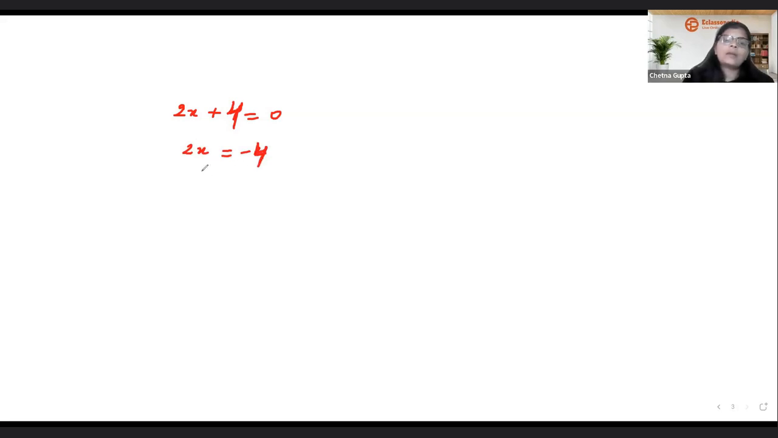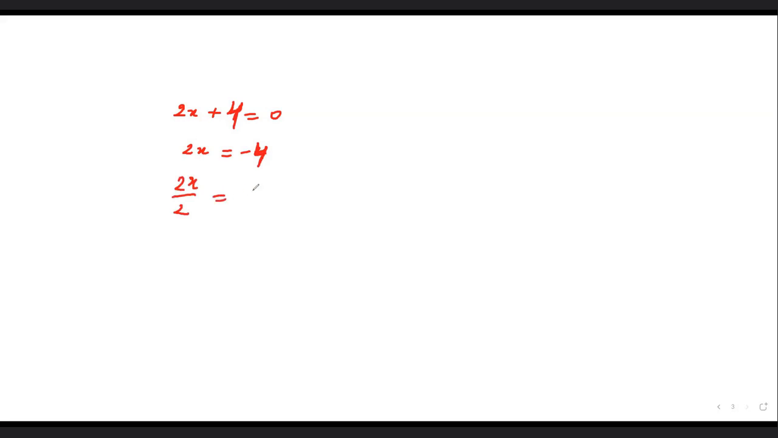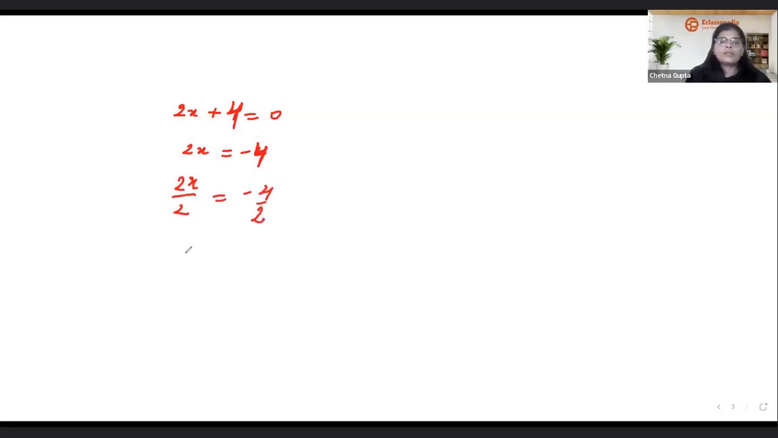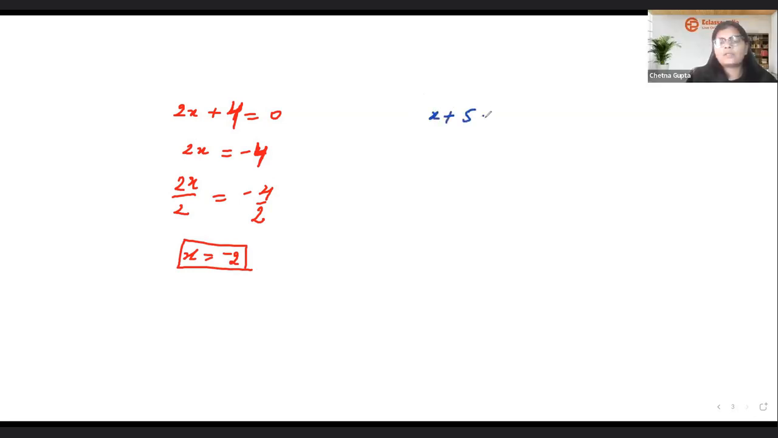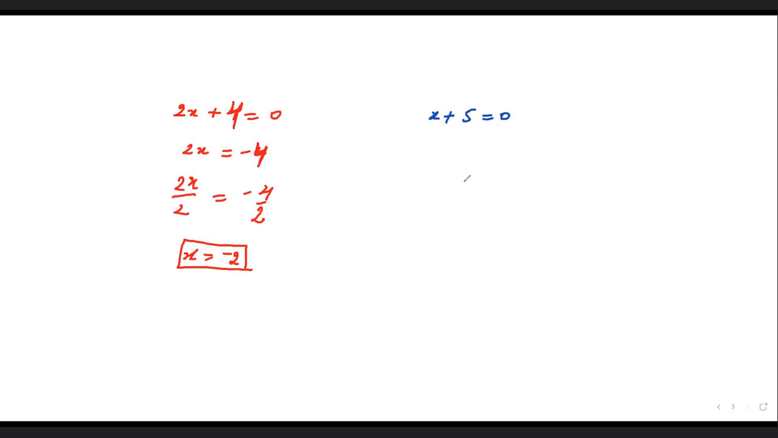So if you divide both sides by 2, it would be 2x by 2, and this would be minus 4 by 2. So it means x is what? Minus 2. Have you done this? Okay, x plus 5 is equal to 0. So what is x here? X is equal to minus 5.